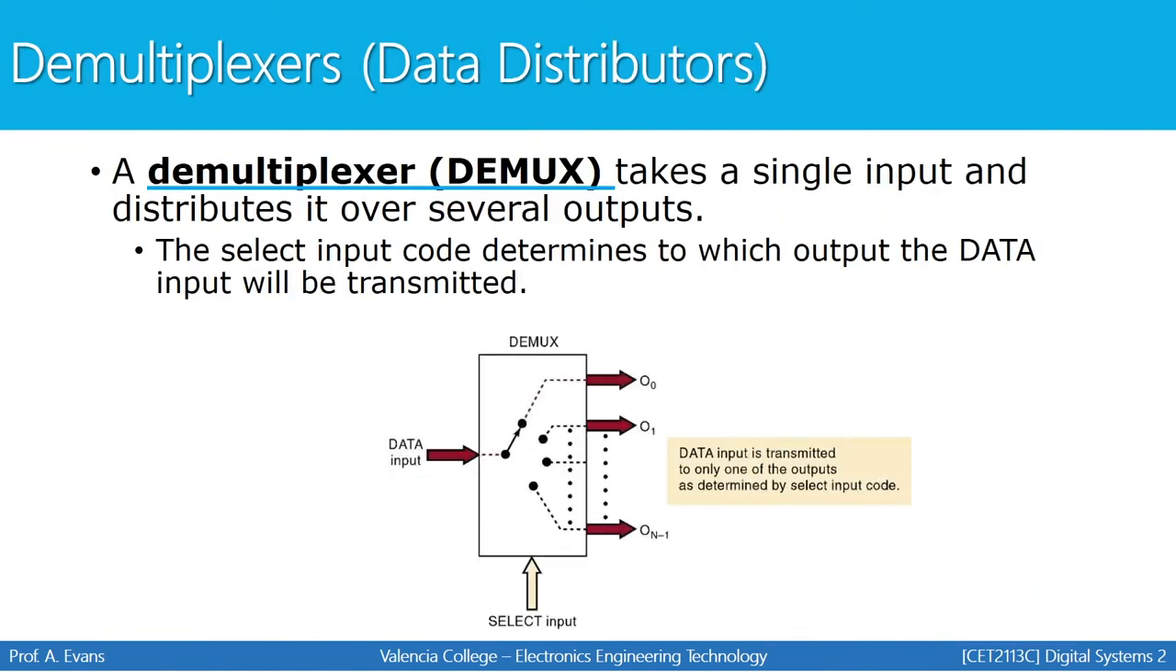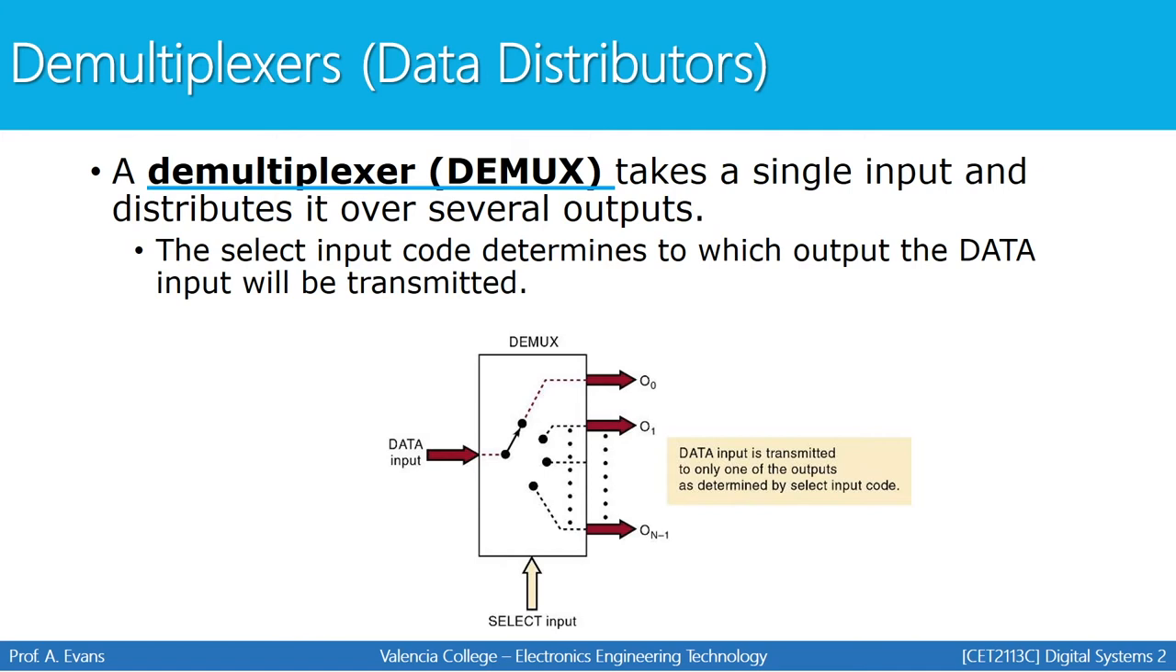Now let's move on to demultiplexers. Demultiplexers are the exact opposite of multiplexers. Instead of a data selector, it's called a data distributor. A demux takes a single input and distributes it over several outputs. Just like before, we had select lines, we still have those with a demux.